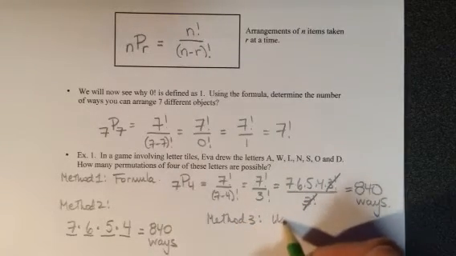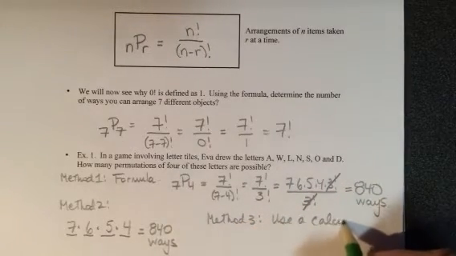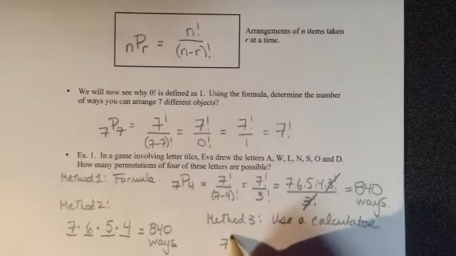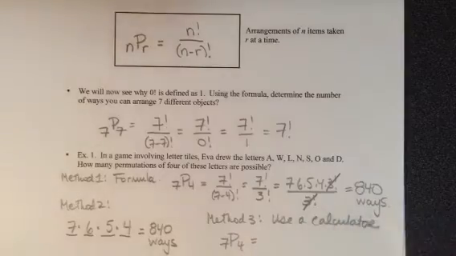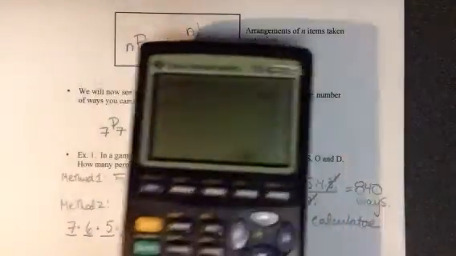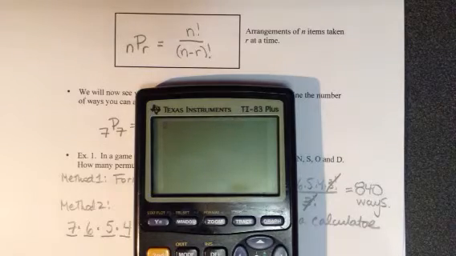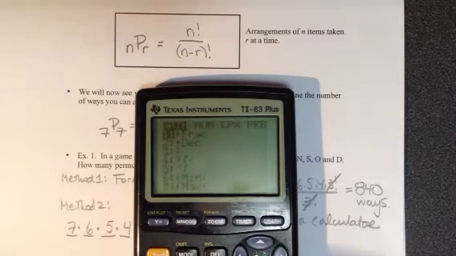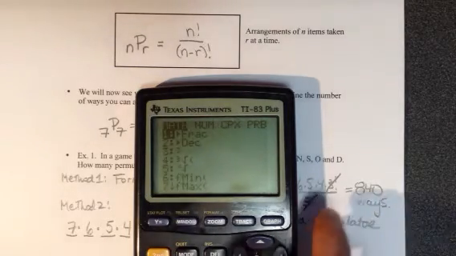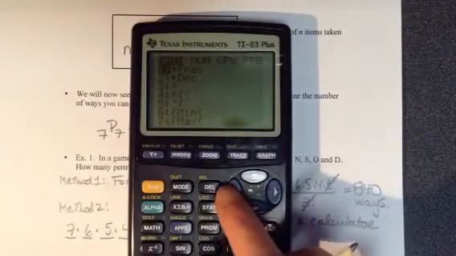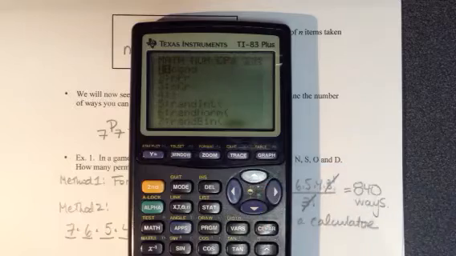Use a calculator. And so we're going to go 7p4, which should give us our 840. And I'm going to clear that, so I'm going to show you where I got it from. If you have a Texas Instruments graphing calculator, you hit the math key and you slide it over to probability.